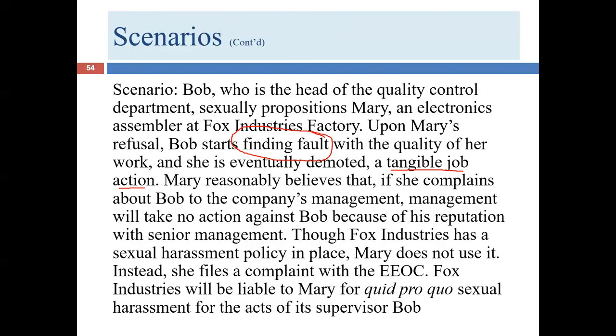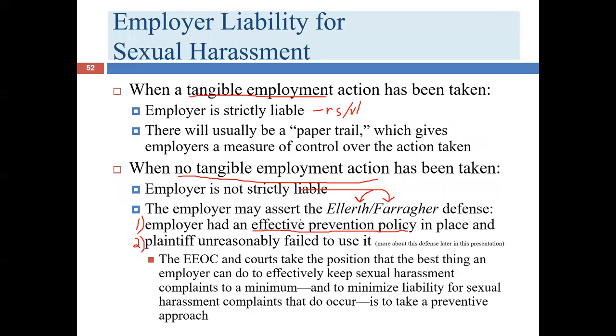Mary reasonably believes if she complains about Bob to the company management, management will take no action against Bob because of his reputation with senior management. This is an argument that the victim can assert, you know, well, Bob's the CEO of the company, or Bob's the brother-in-law of the CEO of the company, or Bob is constantly having drinks and playing golf and doing stuff with senior management. That's going to be somewhat difficult for Mary to prove. But again, this is one of those elements.